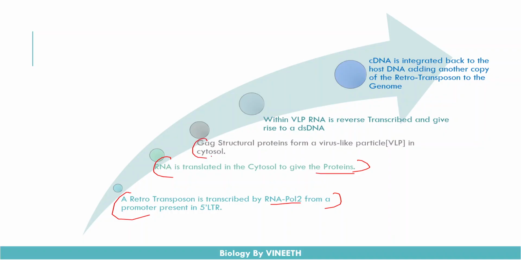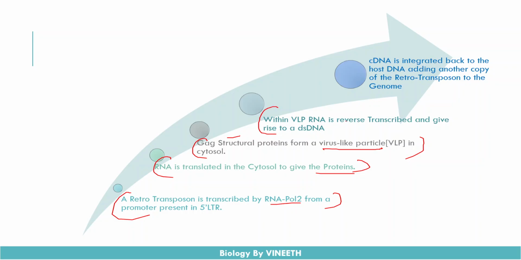These gag structural proteins are the first major proteins of this mRNA transcript. These gag structural proteins form virus-like particles. Not actually a virus, but it looks like a virus, which also contains the spike glycoproteins, a nucleocapsid, and all the things of a virus. All will be present in this virus-like particle, and the major protein responsible for the formation of this virus-like particle is the gag structural protein.